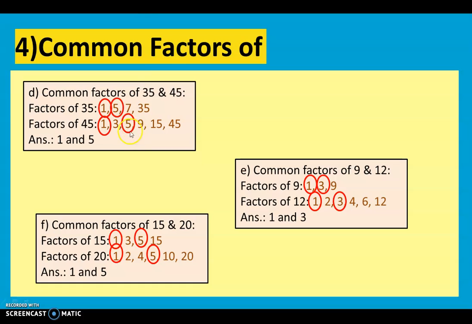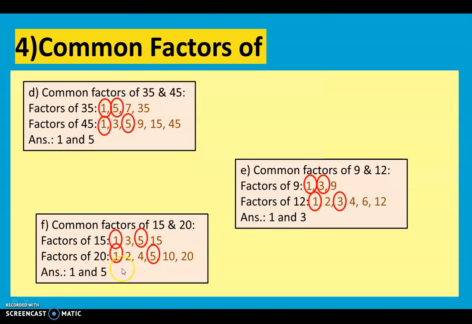It is very easy. We can find the common numbers. Here it is 1 and 5. For this sum, I have written for 9 and 12. For 9, it is 1, 3 and 9. For 12, it is this much. So in this, 1 and 3 become common factors.